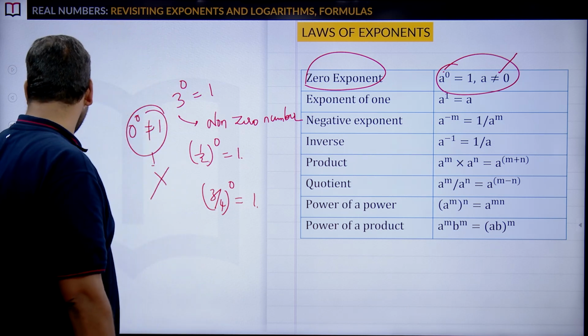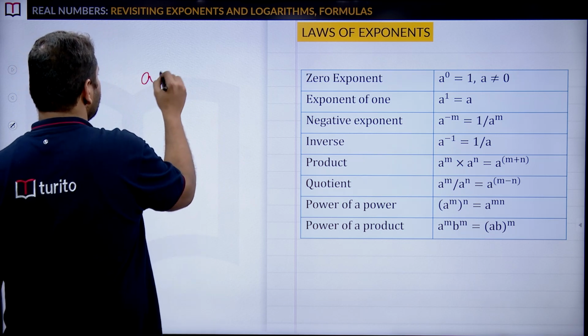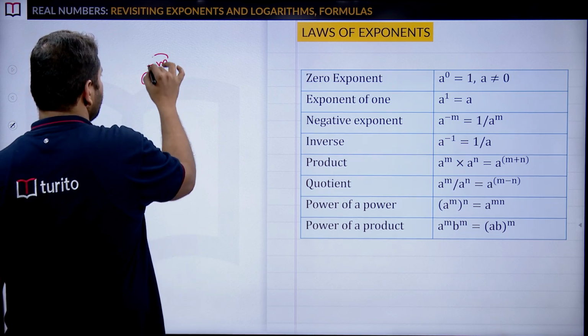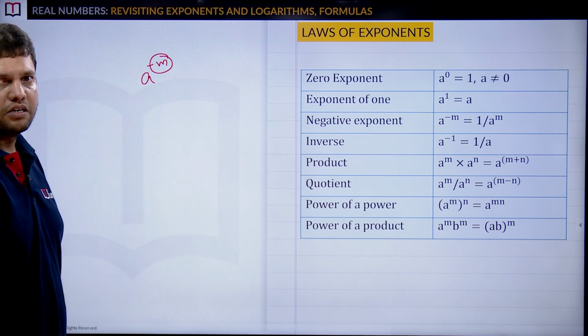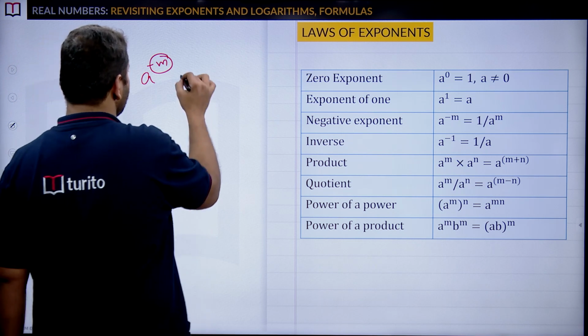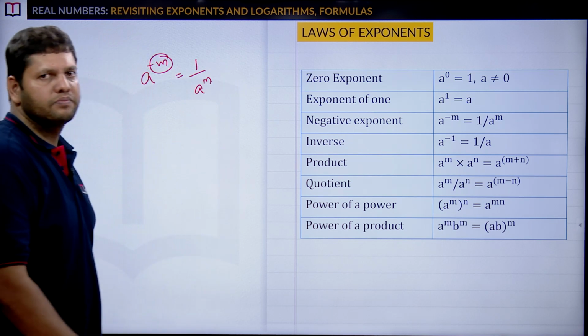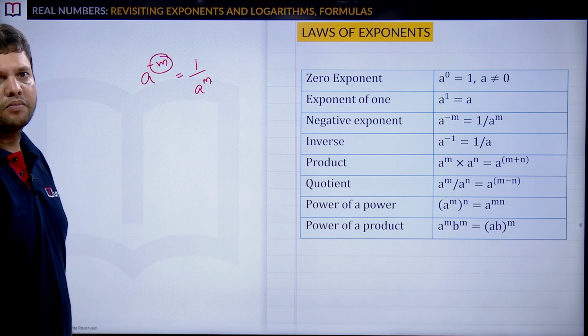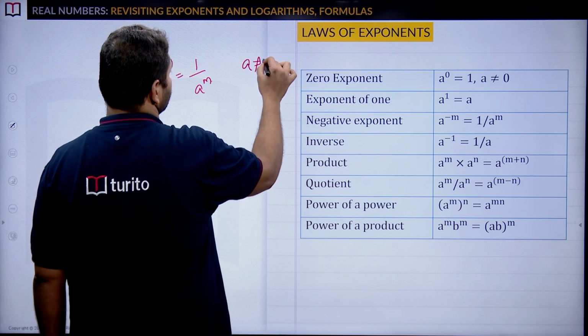Next one, negative exponent. So negative exponent means what, children? If I am taking a to the power of minus m, here minus m is a negative number, like a negative integer. So in that case, a to the power of minus m, we can write 1 by a to the power of m. Again the same, here a should not be equal to 0.